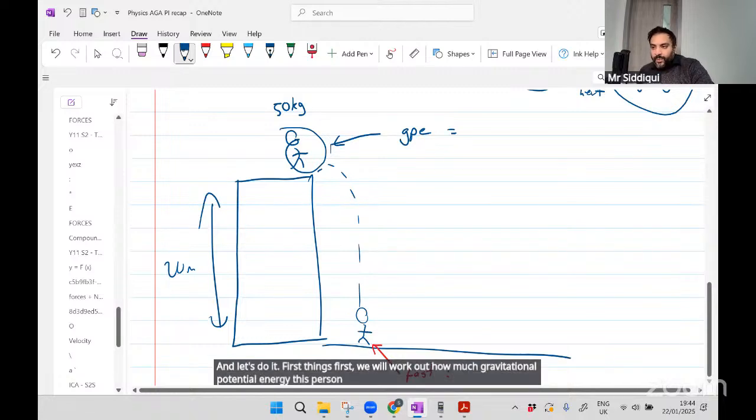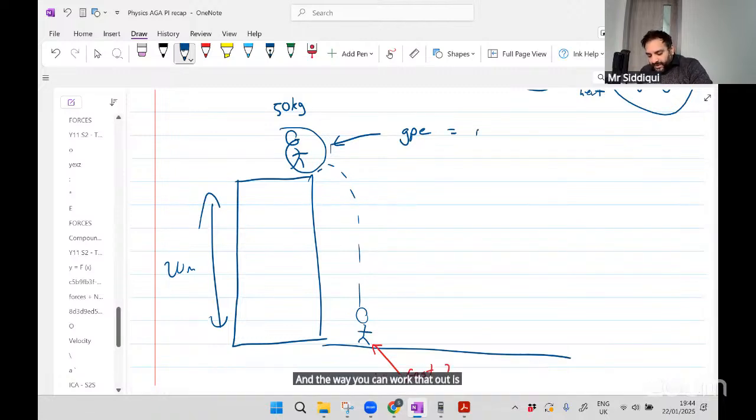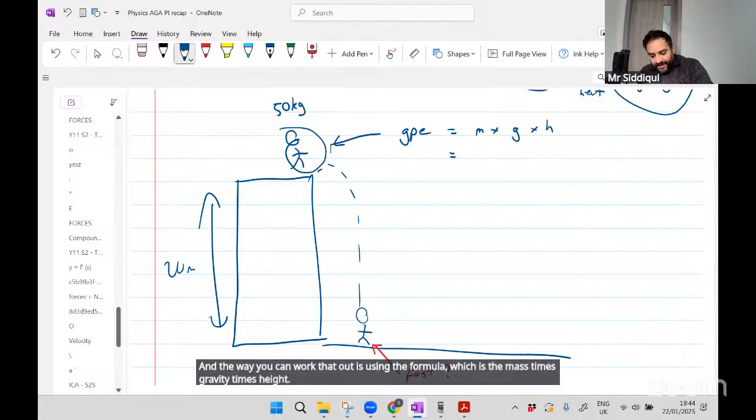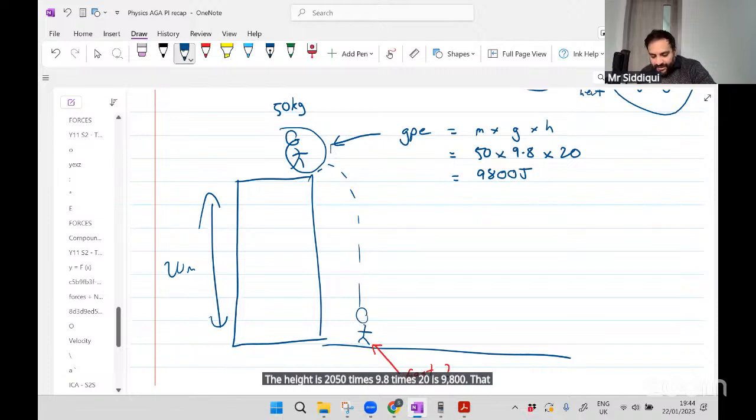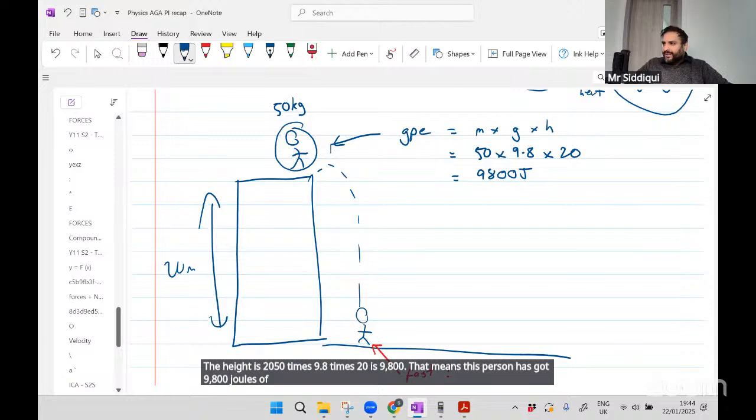The way you can work that out is using the formula, which is the mass times gravity times height. Mass is 50, gravity will be given to you in the question, but we'll use 9.8. The height is 20. 50 times 9.8 times 20 is 9,800. That means this person has got 9,800 joules of energy as they stand at that great height.